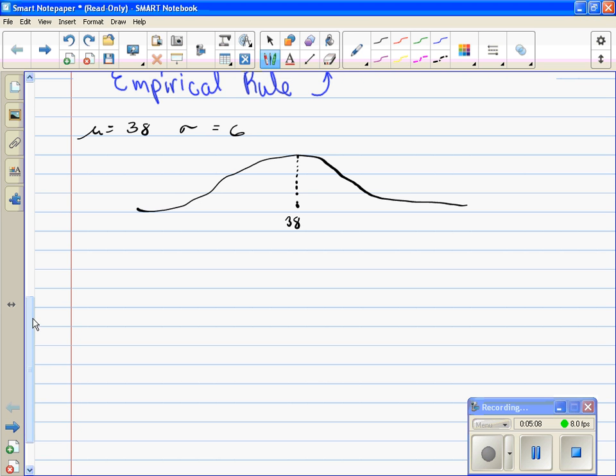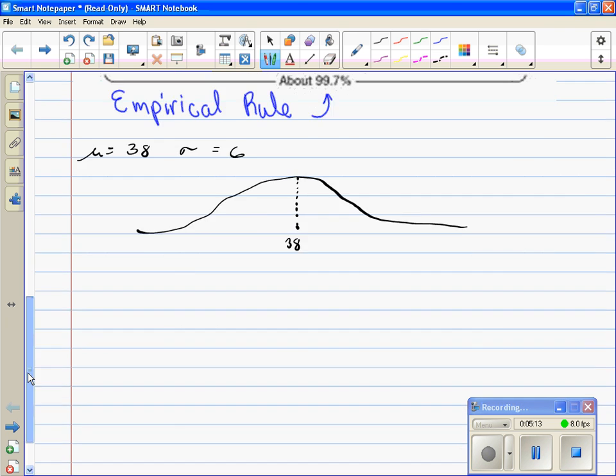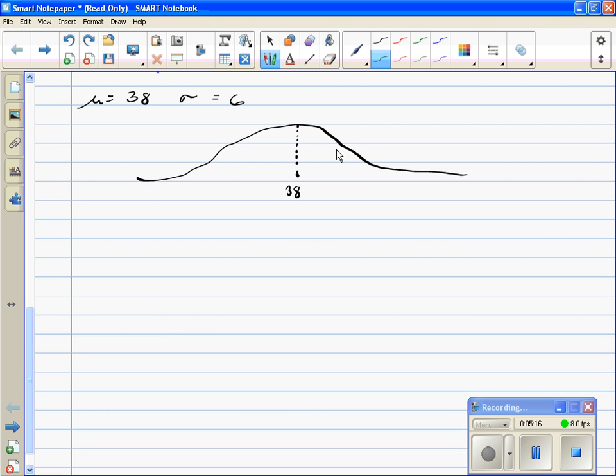Now each line on your curve is represented by a standard deviation, which, since we said the standard deviation was 6, the next line would be what? If I'm counting by 6s, 44, right? Next line would be 50 and then 56 if I'm going this way. Going the other way, the next line would be 32, 26, 20.